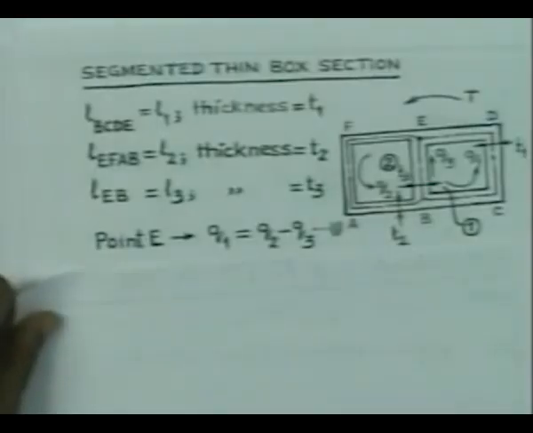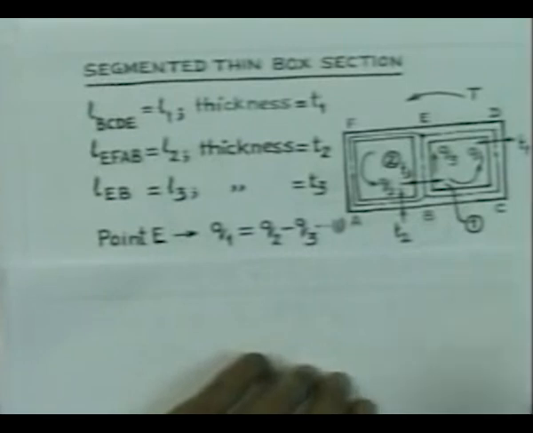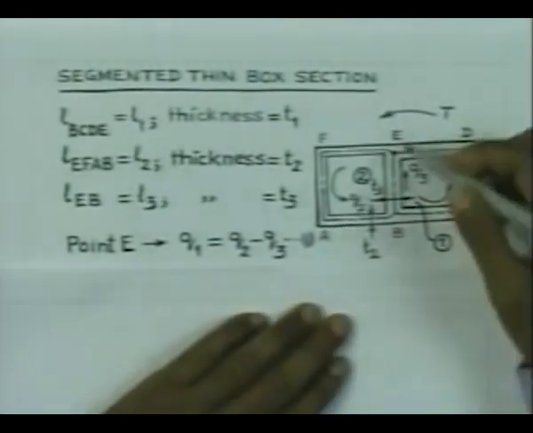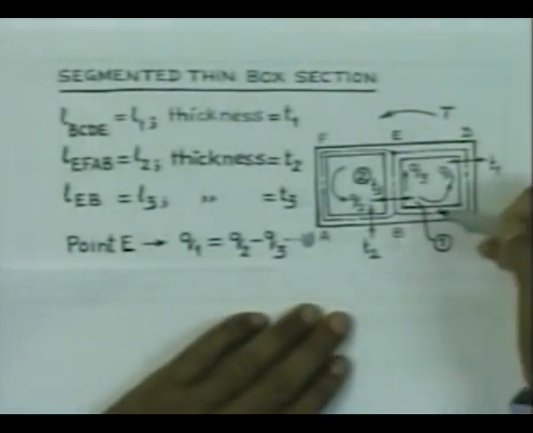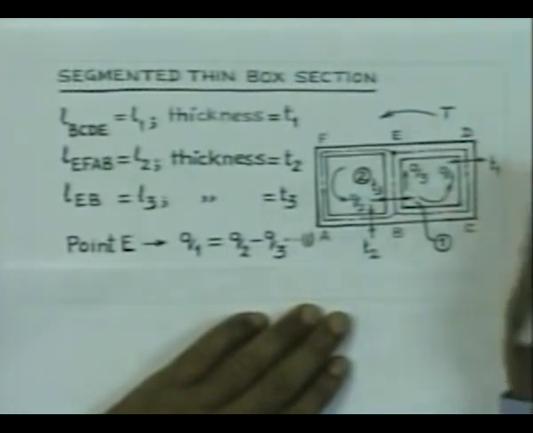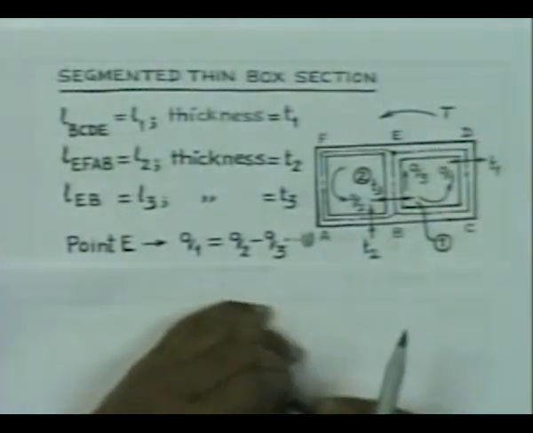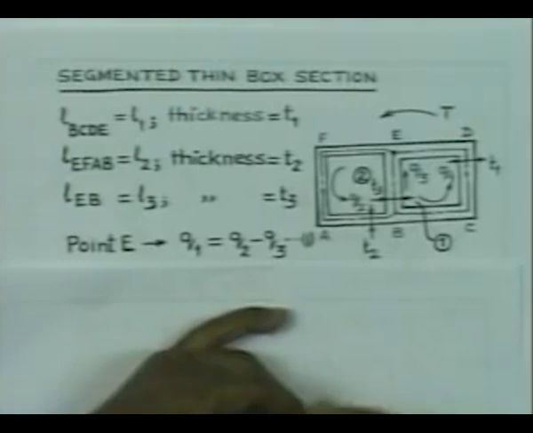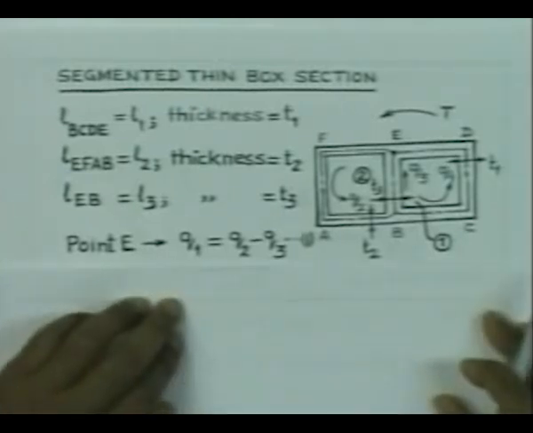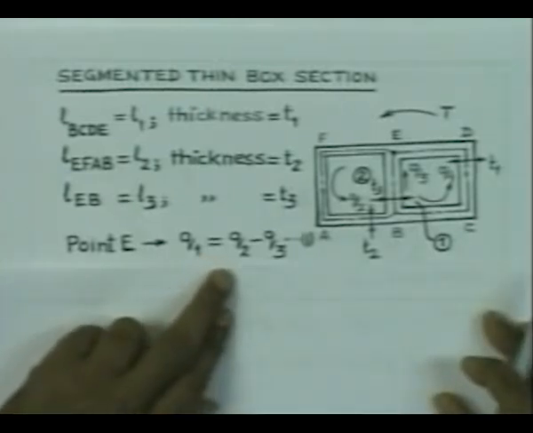Now, in a problem of this type that you have to handle, you will be needed to find out the shear flows Q1, Q2, Q3, and also the angle of twist per unit length. So, there are 4 unknowns and we have to obtain all of them. So far we have been able to get only one relationship.